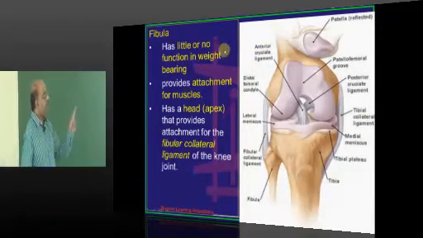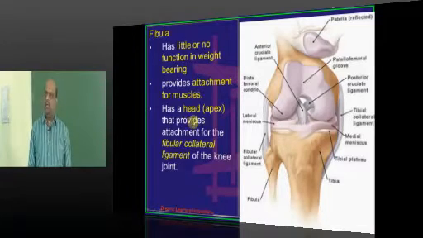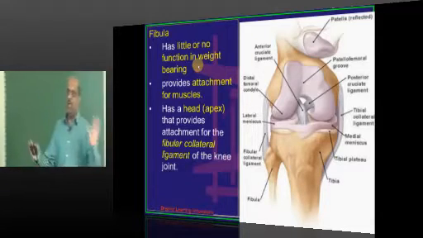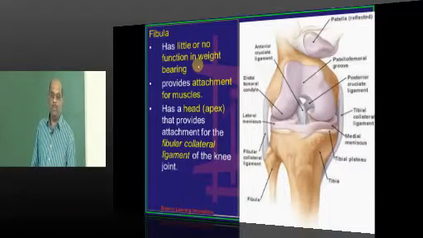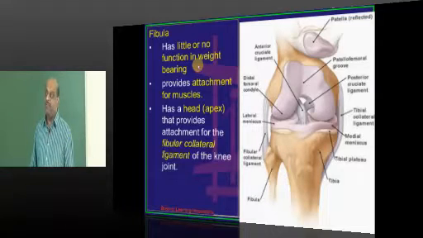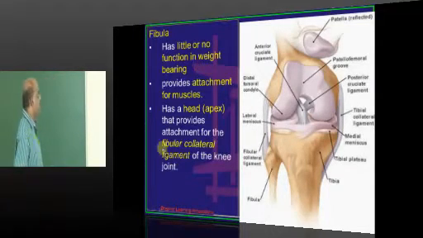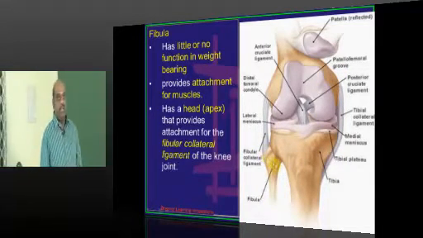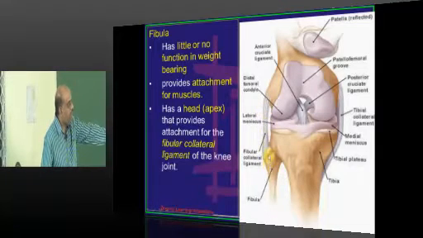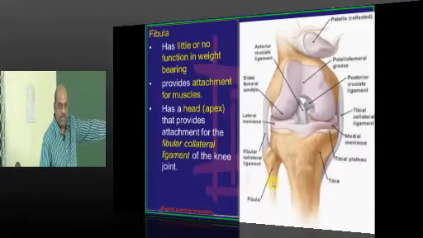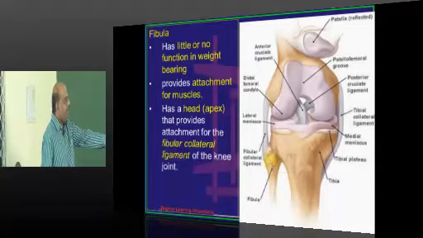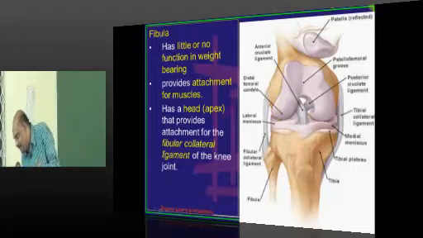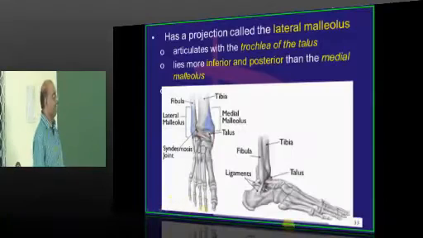Then with regard to the fibula, the fibula has very little or no function in weight bearing. If I remove the fibula, you can still participate in the Olympics as a sprinter. But if I remove the tibia, you can't. So it provides attachments to the muscles. It has a head, and the head needs to be remembered because you have the fibular collateral ligament along the knee joint. The head of the fibula provides attachment to this fibular collateral ligament.